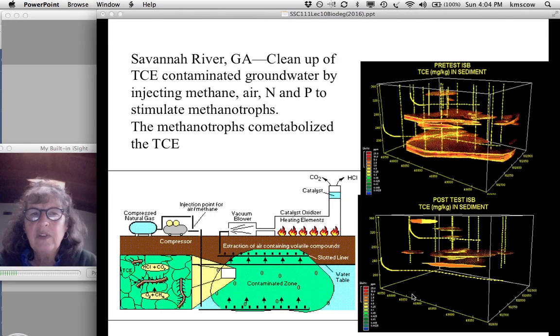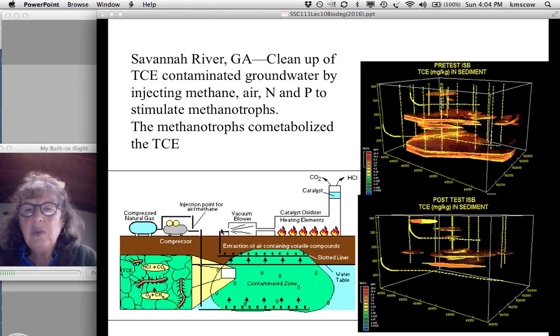Okay, and there's been some examples of using this in field scale. In Savannah River, there was an enormous trichloroethylene spill. This shows the distribution of the trichloroethylene in this three-dimensional block at this site in Savannah River, which is at a national lab. And so you can see there's quite a bit of trichloroethylene there at these different depths in the sediment before anything started to happen.